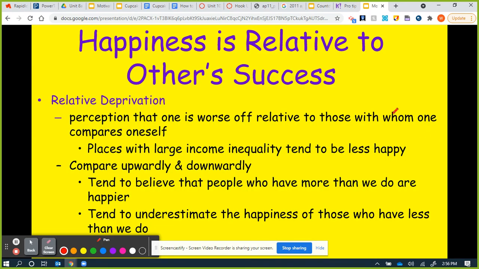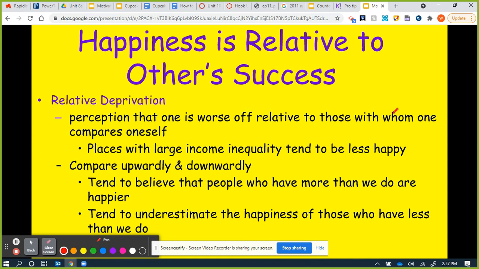All right. Our own happiness is relative to other people's success as well. This is what is called relative deprivation. Relative deprivation is the idea that we tend to believe that we are worse off than the other people that we compare ourselves to. All right, when we are comparing ourselves to our peers, we generally tend to think that we are worse off than them. All right, this is why places that have a large income inequality tend to be less happy.